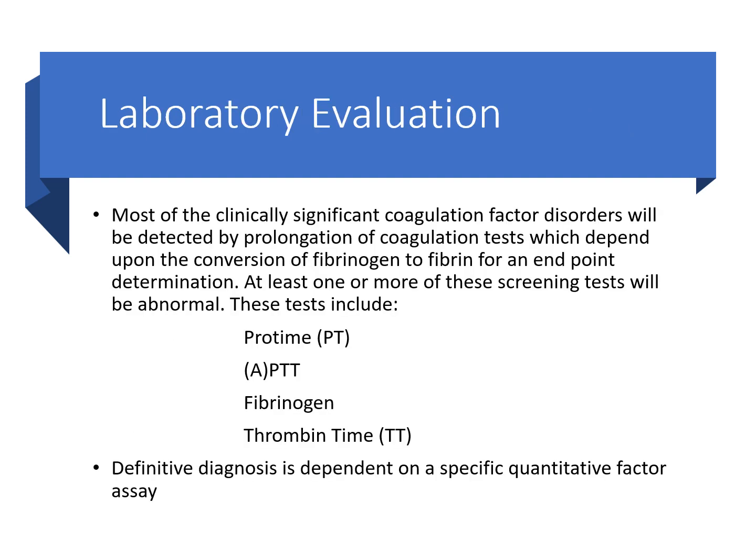Let's talk about laboratory evaluation methods that we might use to help us discover or confirm or rule out a coagulation disorder. Most of the clinically significant coagulation factor disorders can be detected by prolongation of coagulation testing. And this is going to depend upon the conversion of fibrinogen to fibrin. Remember, thrombin acts upon that for an endpoint determination. And at least one or more of those screening tests will be abnormal. So these are our basic screening tests.